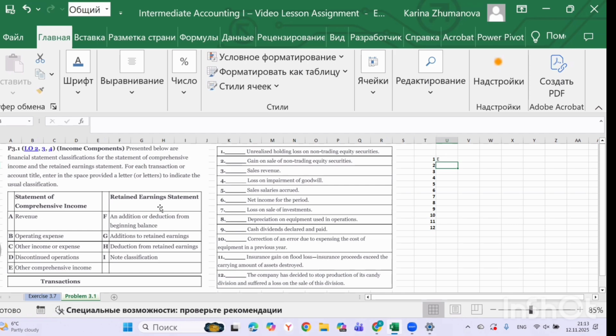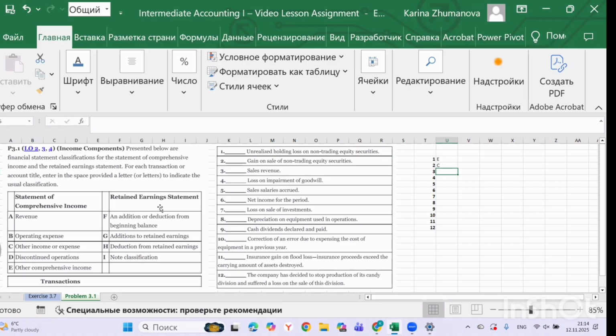Okay, secondly, gain on sale of non-trading equity security. It's the opposite of the previous term because we actually sold the investment and the gain is realized. But it's not the main company operation, for example, selling or producing. So the answer is C, other income or expense, because it's not the main purpose of our business. We do not do it day by day purposely.